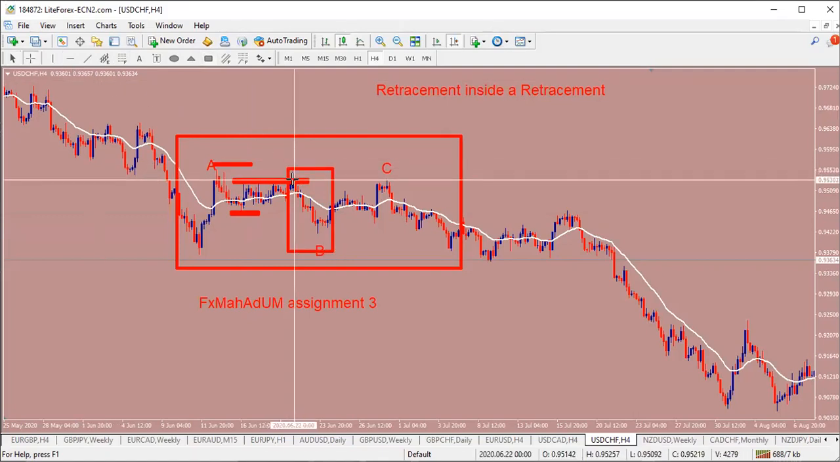Now, sellers pushed price down within 10 bars from that particular high to this low. But what happened? We are supposed to see price falling down from this range, because we have A, B, and C. This is supposed to be C. But what happened? Instead, the buyers pushed price back up at this level. The buyers push.